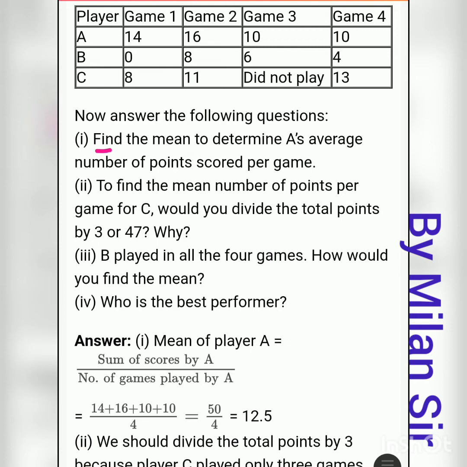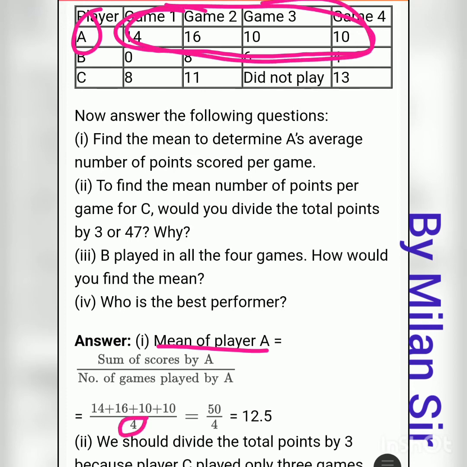The first question is, find the mean to determine A's average number of points scored per game. That means we need to find the average of player A. Average means mean. Okay, average and mean both are the same. So the mean of player A. We have the scores of player A. In total, how many scores are there? Total 4 scores. So in the denominator, total numbers 4. And in the numerator we need to add these numbers.